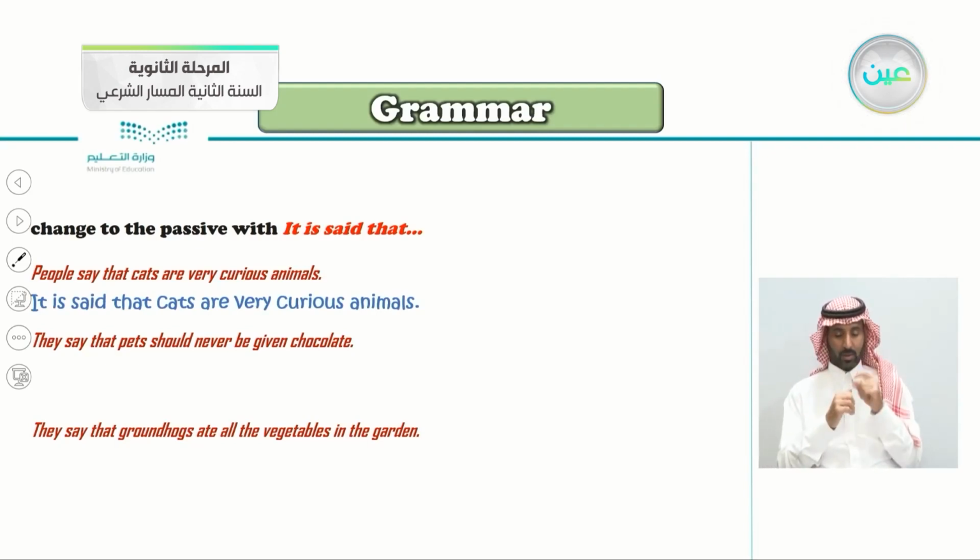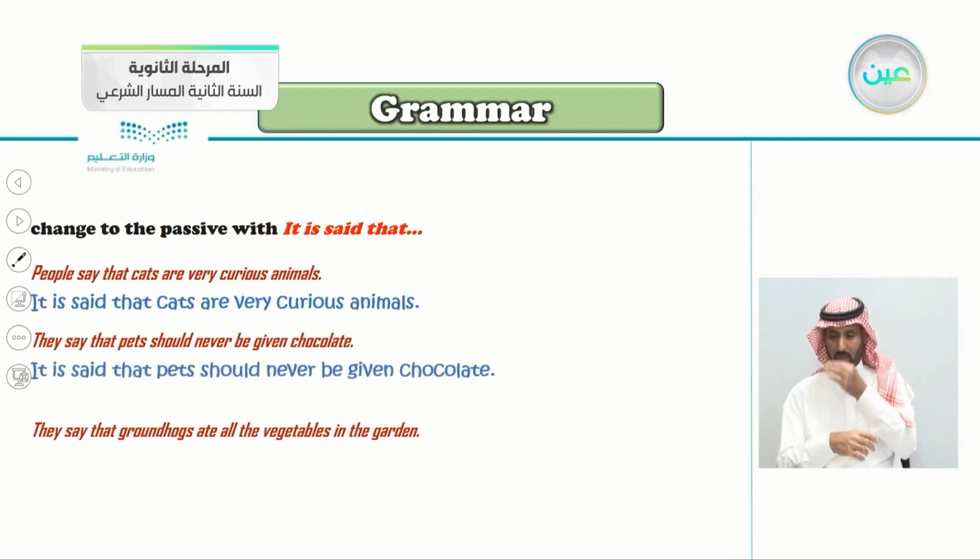The second one, they say that pets should never be given chocolate. So what do we say here? It is said that, very good. It is said that pets should never be given chocolate. Excellent. Last one here, they say that groundhogs ate all the vegetables in the garden. So what do we say here?